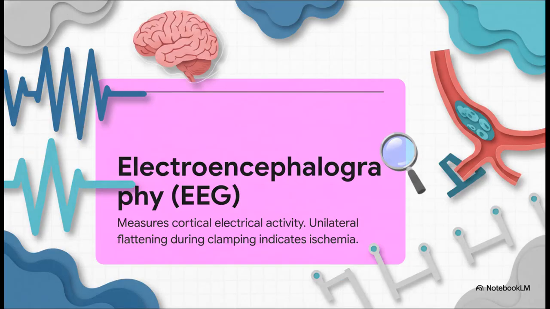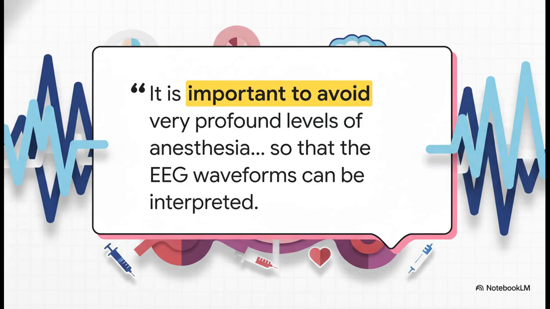The EEG is one of the most common and valuable monitors we have under GA. It's our real-time electrical map of the cortex, giving us continuous data on brain function. What you're looking for is a significant change on one side after the clamp is applied, a loss of frequency or amplitude on the surgical side. This is a pretty strong indicator of ischemia, and a clear trigger for you to do something, either by asking the surgeon to place a shunt or by actively increasing the blood pressure. And this right here is probably the single most important clinical pearl for anyone using EEG during these cases.